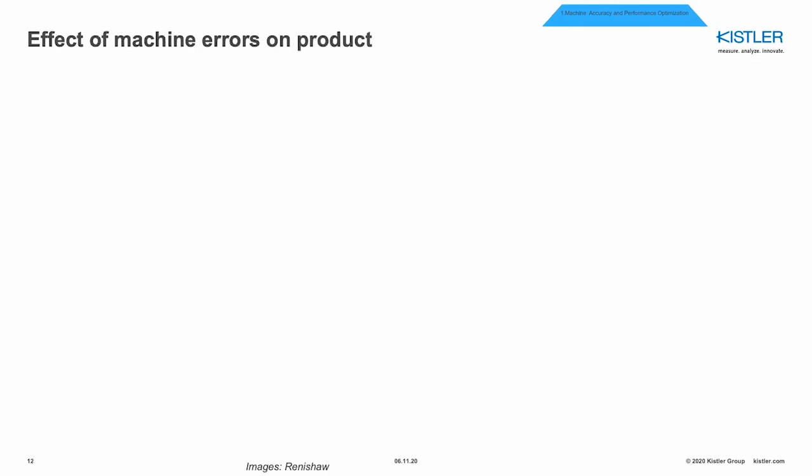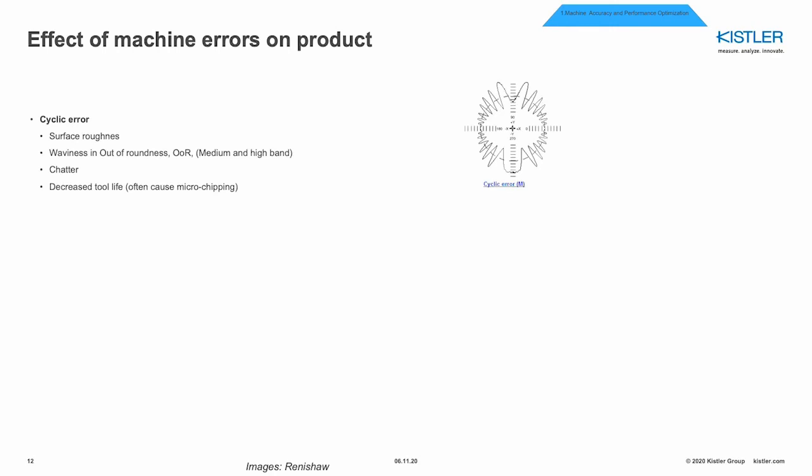So let's now talk about the effect of some of those machine errors that I mentioned, the effects on the product and of course on the machine itself. Cyclic error, as I mentioned before, you have the iteration at every IPO cycle, and those iterations, because of the mechanical and electrical construction, make some errors, as you can see in the picture here also. And of course, those types of errors will affect the surface roughness, the waviness and out-of-roundness, especially the medium and high band. It can cause chatter, and of course, at the end, it will decrease the tool life.